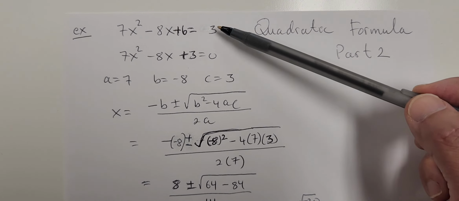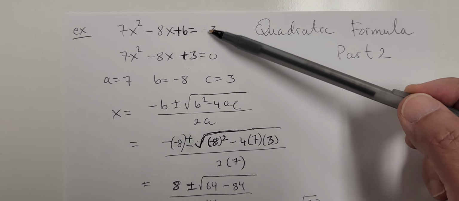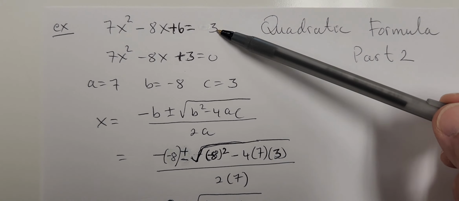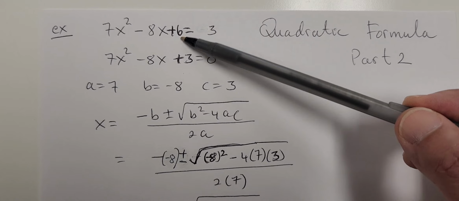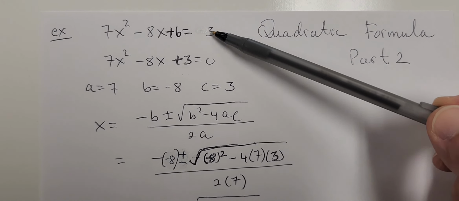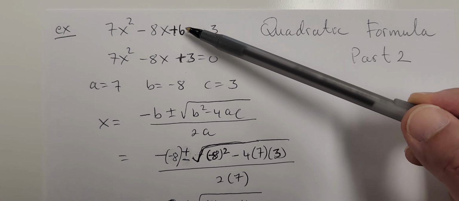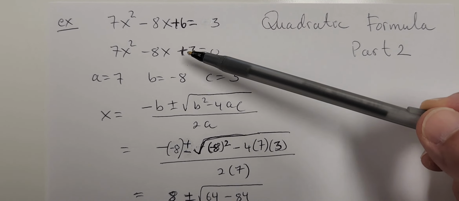So this is a 3. I want to bring the 3 over. Since this 3 has no variable, it's just a number, so number go with number. This is a positive 3. If I bring it over, it becomes minus 3. So 6 minus 3 gives me plus 3.